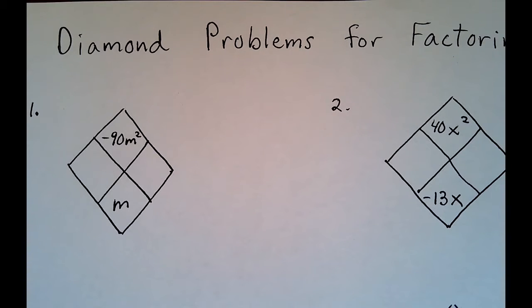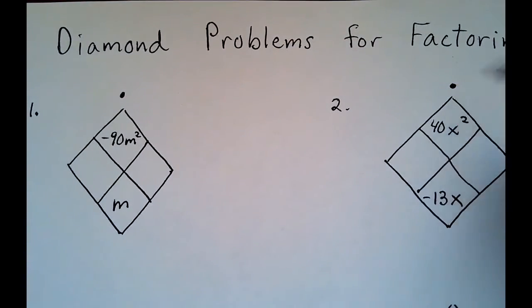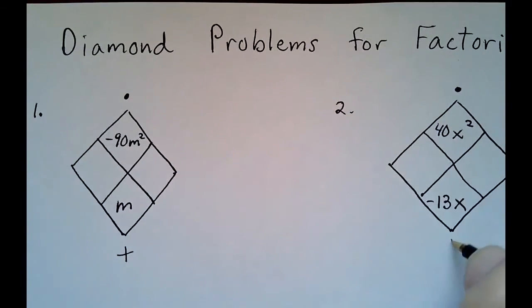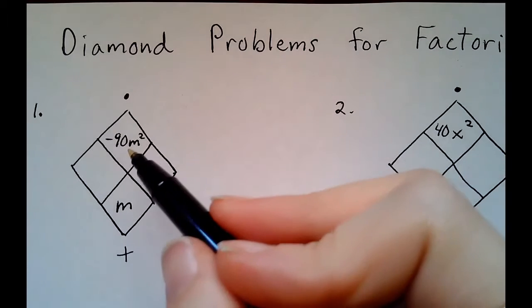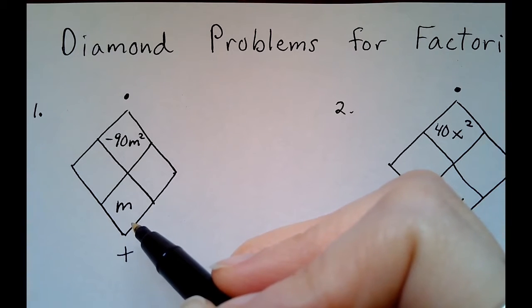So this video is going to be on diamond problems for factoring, just to practice how diamond problems work. With diamond problems, we're always trying to multiply to get whatever's in the top of the diamond, and then add to get whatever's in the bottom of the diamond. So here we need something that multiplies to negative 90m squared and adds to 1m.